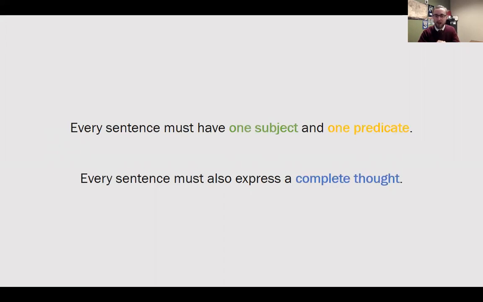A sentence also has to express a complete thought. And what I mean by that is a sentence has to make sense by itself. It can't depend on another sentence to finish its thought. It has to start and finish a thought by itself. And I'll show you an example of when a sentence fails to do that a little bit later. But for now, these are the three things that I want you to have in mind that a sentence needs: a complete subject, a complete predicate, and a complete thought.